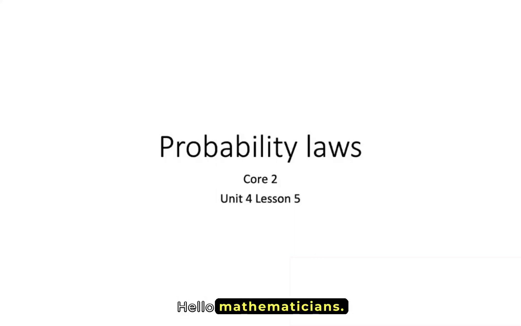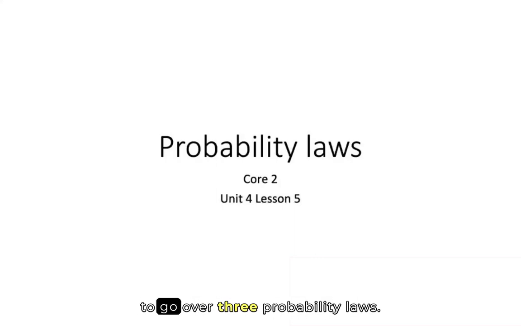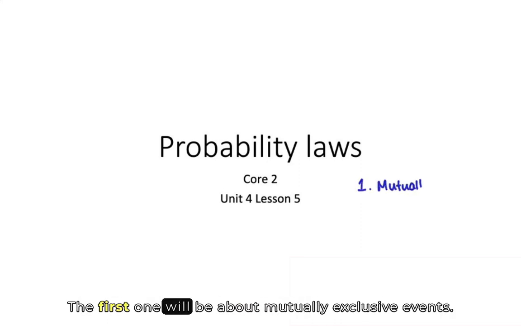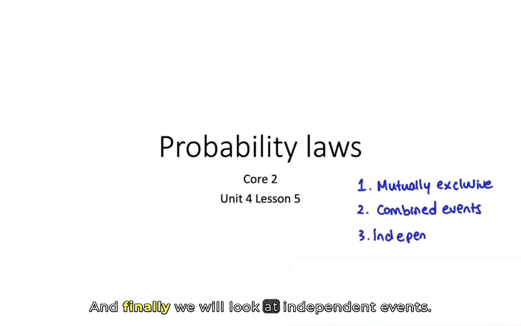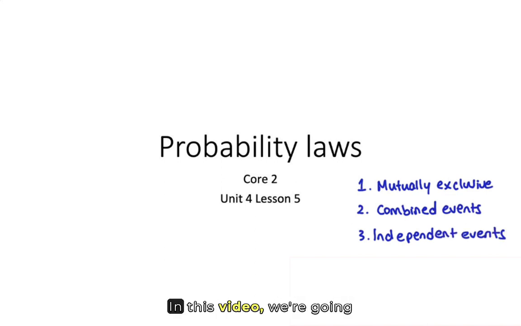Hello, mathematicians. In this lesson, we are going to go over 3 probability laws. The first one will be about mutually exclusive events. Then we'll move on to compound events. And finally, we will look at independent events. In this video, we're going to talk about exclusive events.